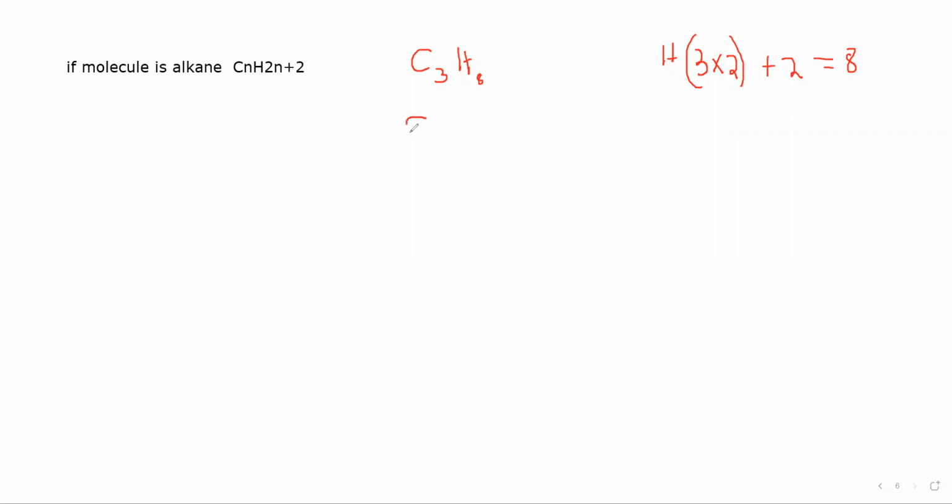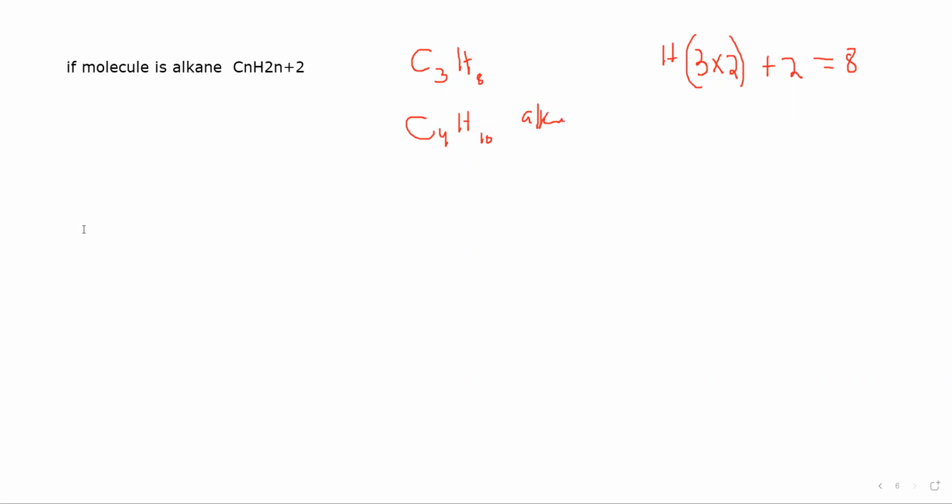Same thing if I write C4H10. What is this? This is also alkane. How will you identify alkane? Because the general formula of alkane is CnH2n+2. The number of hydrogens is always twice plus 2. 4 multiplied by 2 is 8, and 8 plus 2 makes 10. So you can identify from the formula that this compound is alkane.